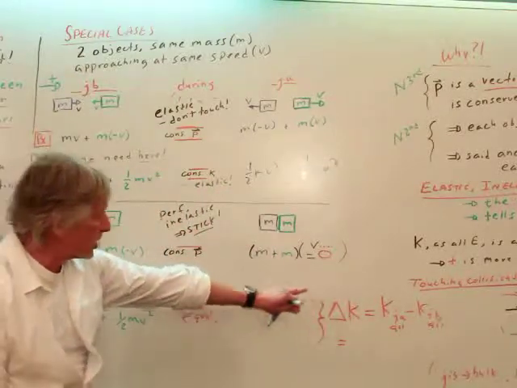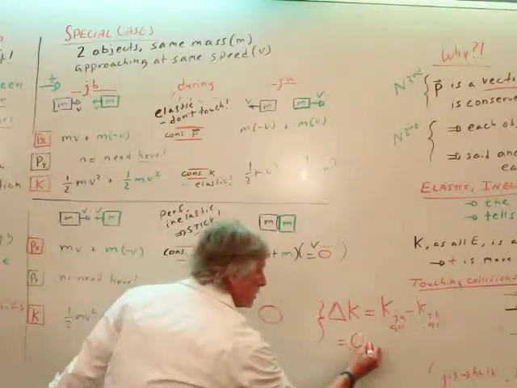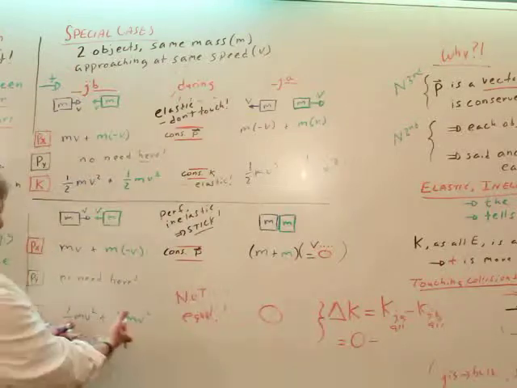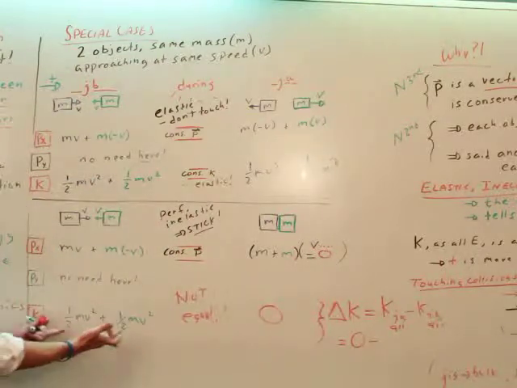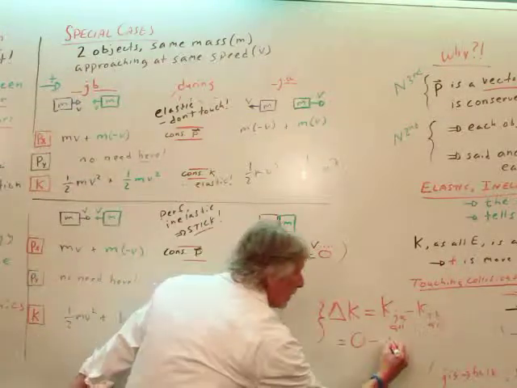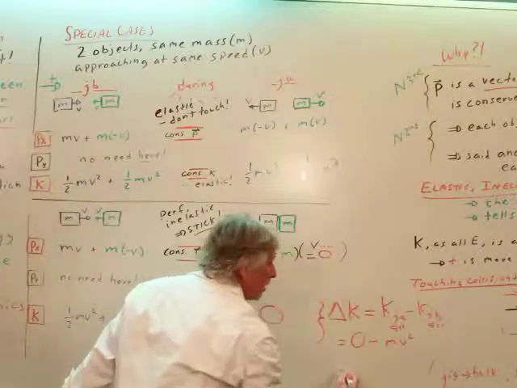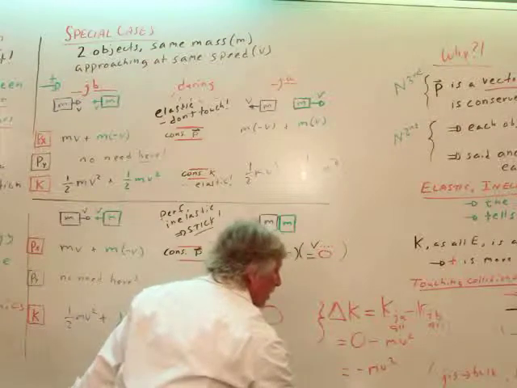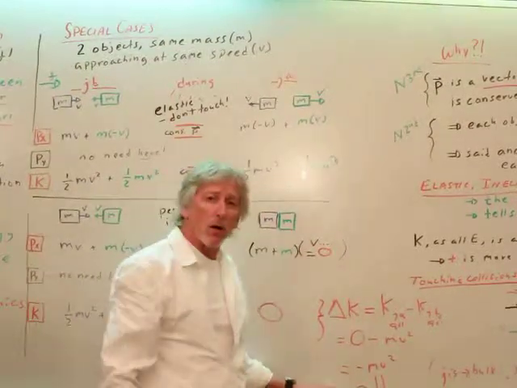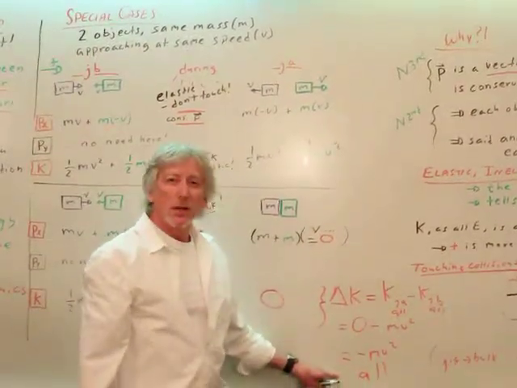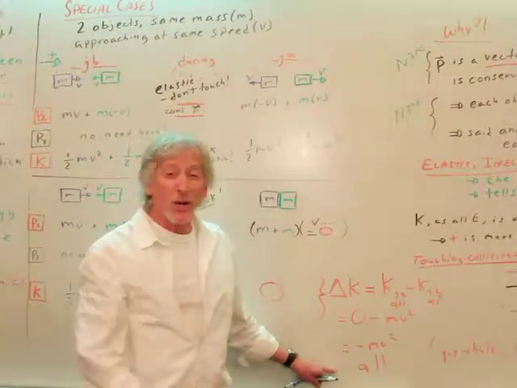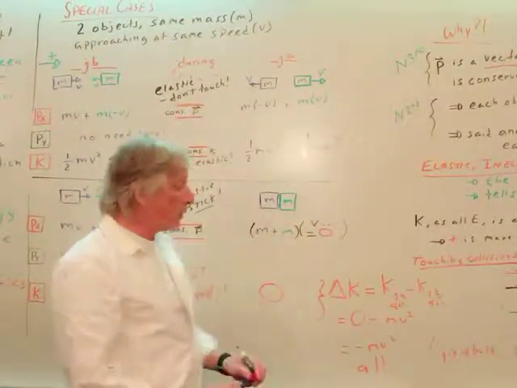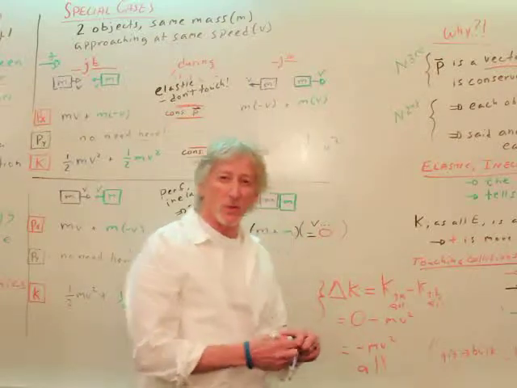So let's see, just after I've got 0, and just before I've got mv squared, because I got 2/2 mv squared, right? So how much did I lose? Negative mv squared. In other words, I lost all of the energy by sticking. Where did it go? You know where it went.